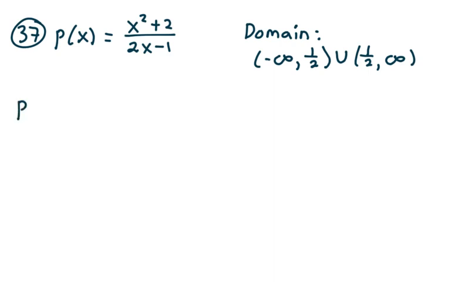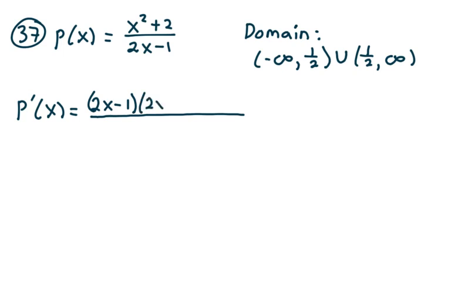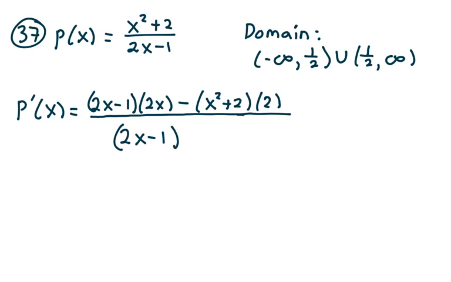Now, let's go ahead and take the derivative. P prime of x, so we're going to use the quotient rule here. So I'm going to write down the bottom function, which is 2x minus 1. I'm going to take the derivative of the top function, which is 2x. I'm going to subtract the top function, which is x squared plus 2, times the derivative of the bottom function, which is 2. And I'm going to divide by 2x minus 1 raised to the second power. So I want to simplify P prime of x a bit.